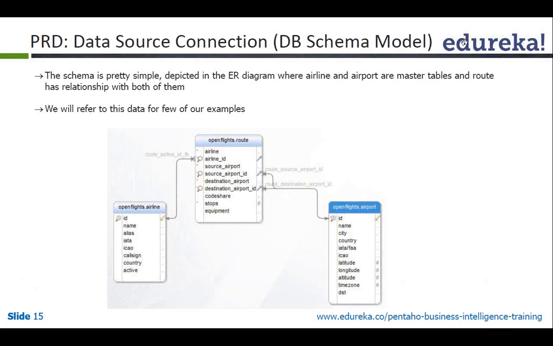Now we don't want all the fields. So this is the schema. We have central table route, which is connecting airlines as well as airports.